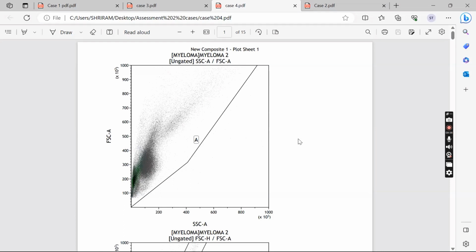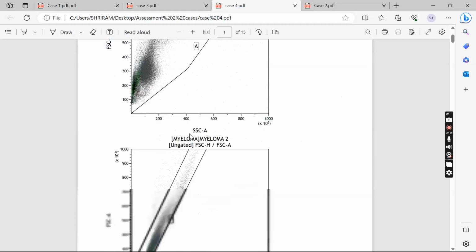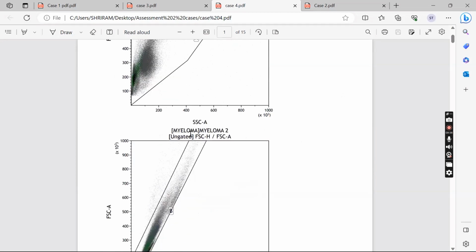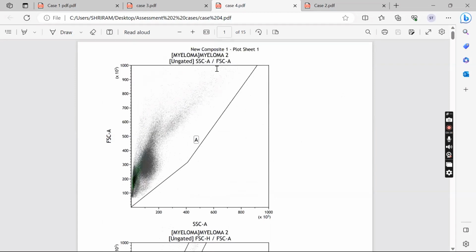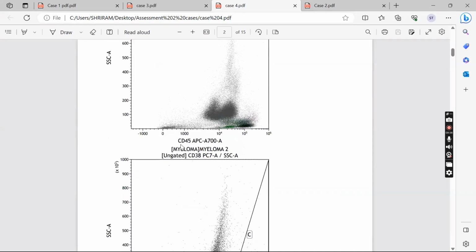Now let's go for more specific markers. So now this is CD79b and CD19 positive, of course. And this is the plot which will clinch the diagnosis. Whenever you find CD11c bright, as a homogeneous bright population, then you are dealing with a case of hairy cell leukemia, or a hairy cell leukemia variant, or a splenic marginal zone lymphoma.